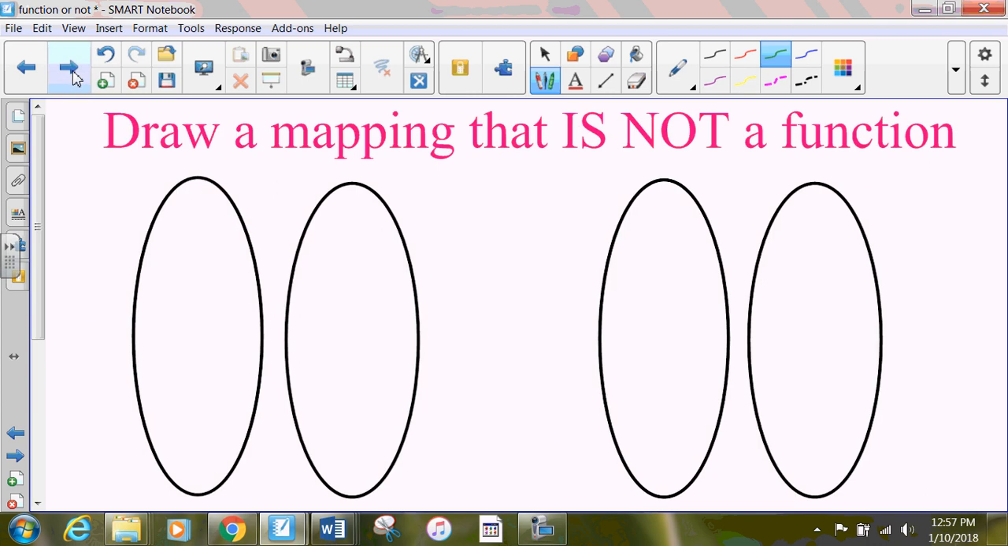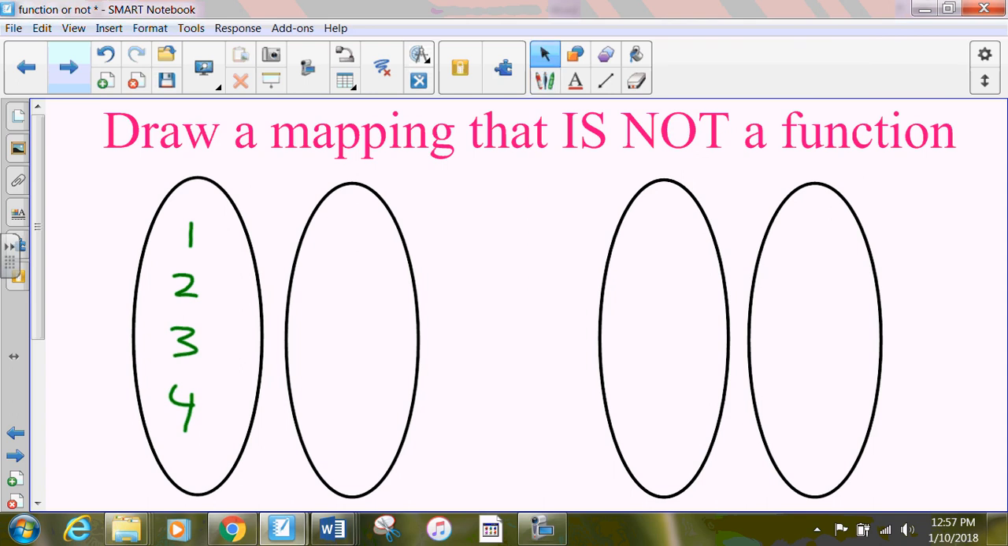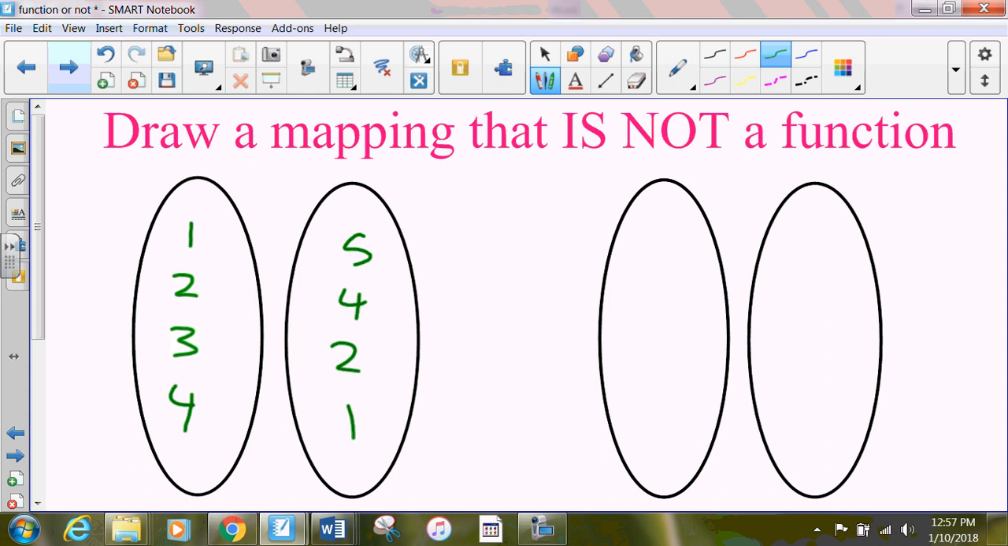So draw a mapping that is not a function. I could do this a couple different ways. I could do it like the problem before. 5, 4, 2, 1. I could make 1 go to 5. I could make 2 go to 4. And then all of a sudden I can make 3 go to both 2 and 4. And then that is what breaks it right here. That input of 3 can only match up with one output. So that would be a mapping that's not a function.